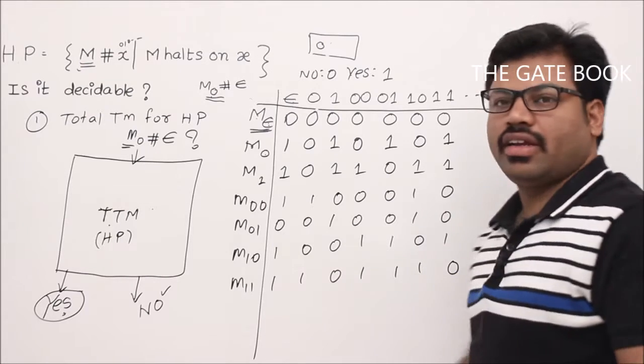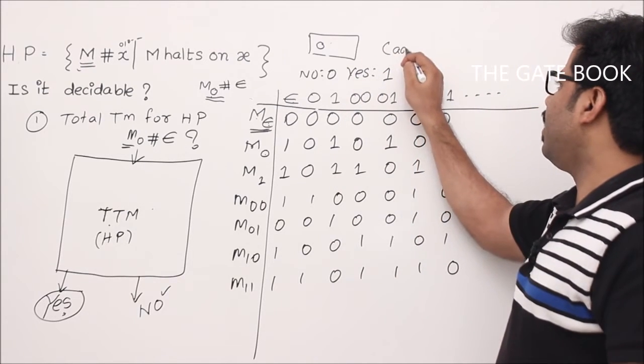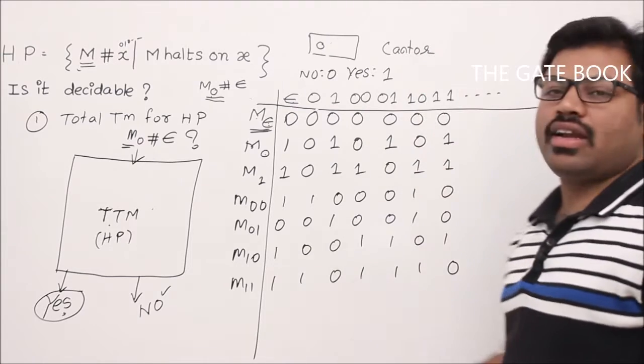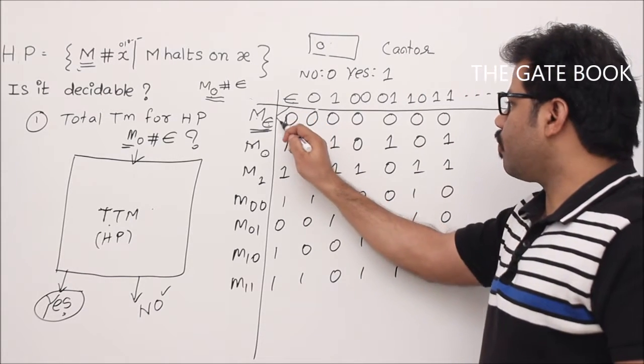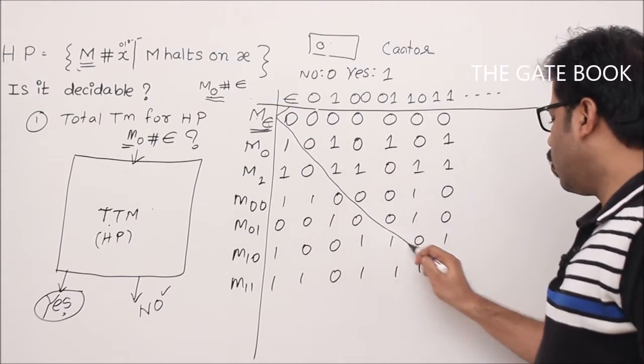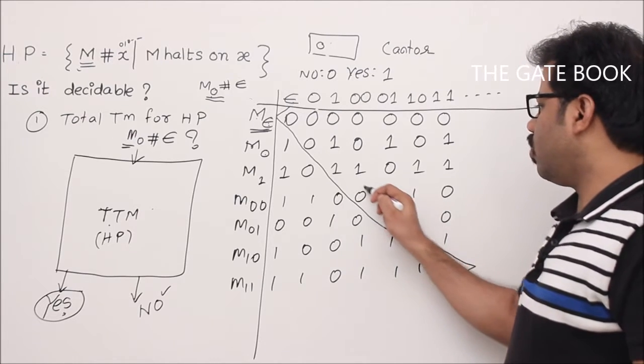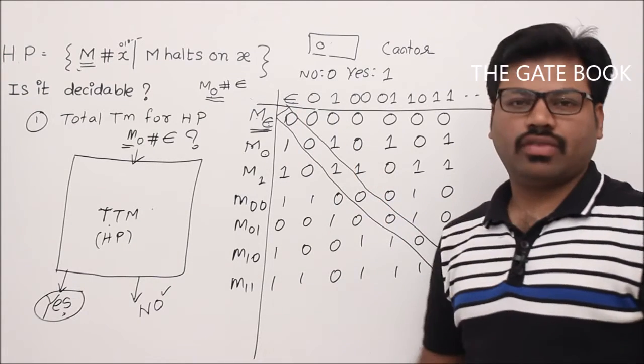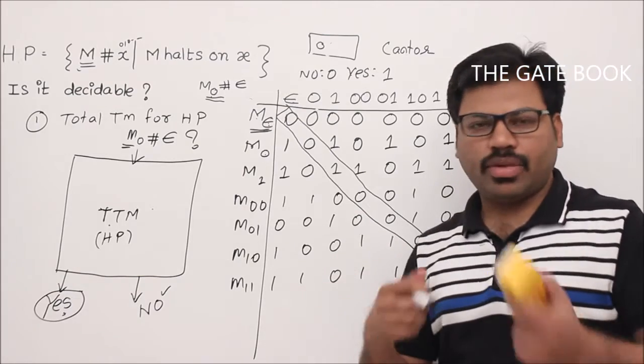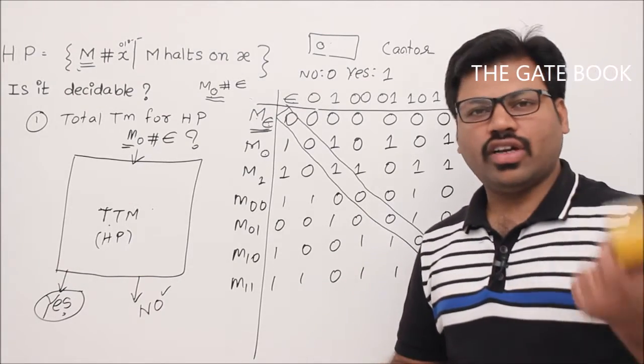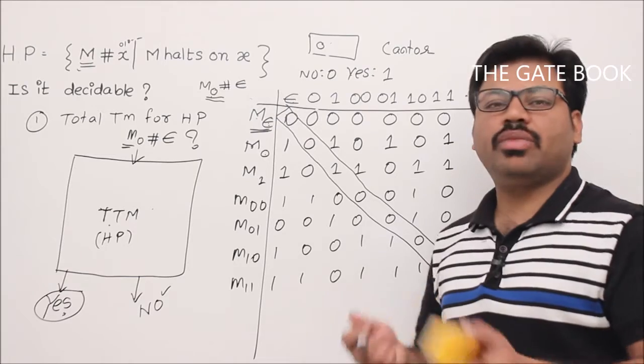Now again I use Mr. Cantor's argument. Do you remember Cantor's argument? Take the diagonal. You may not understand anything now, I know, but after some time you'll understand everything. If you don't understand after completing the course video, watch it again, you will understand it, because it's a little bit tough topic.